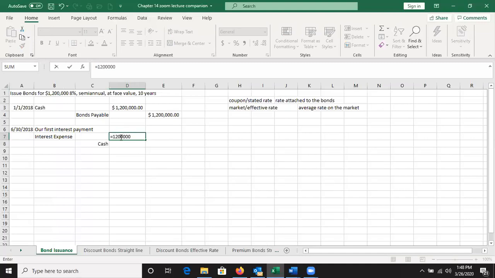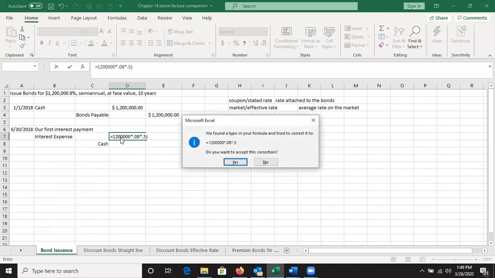1,200,000 times the coupon rate, since they're issued at face value, so 8%, 0.08, times semi-annually. So semi-annually means twice a year. So you could do 6 over 12 for 6 months out of 12 months. Or if you simplify 6 over 12, 0.5.